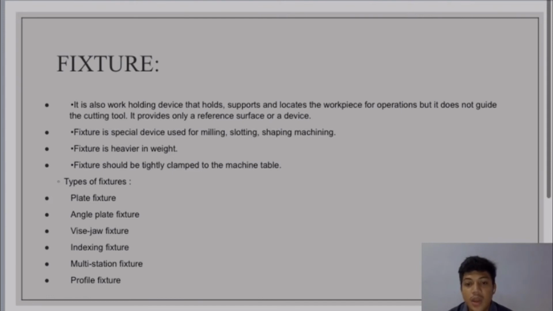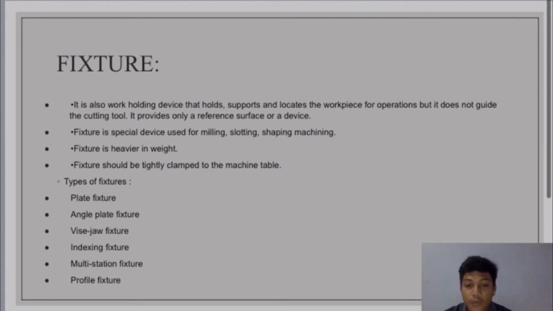Fixture. It is also a work holding device that holds, supports and locates the workpiece for the operation, but it does not guide the cutting tool. It provides only a reference surface or a device. Next, a fixture is a special device used for milling, slotting, and shaping machines. Next, a fixture is heavier in weight. And next, a fixture should be tightly clamped to the machine table.